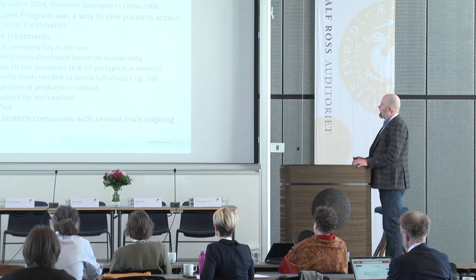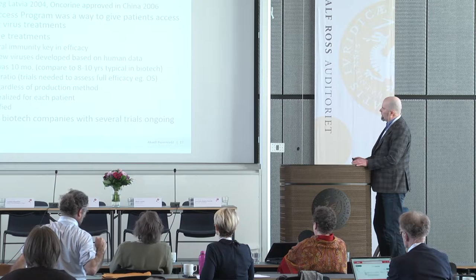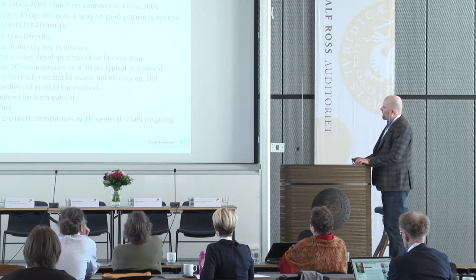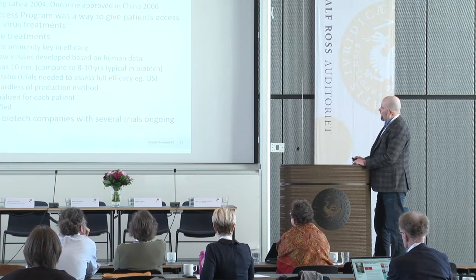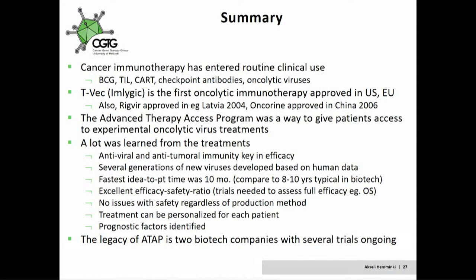So our brave effort, this Advanced Therapy Access Program, was a way to give patients access to experimental oncolytic treatments which they wouldn't have had access to without the program. And we learned a lot from the treatments. We learned about antiviral and antitumoral immunity. We were able to generate several new treatment agents based on what we saw in humans. And the fastest idea to patient time was 10 months, which is quite fast because in a biotech environment, it can take about 8 or 10 years to go from idea to the first patient treated.